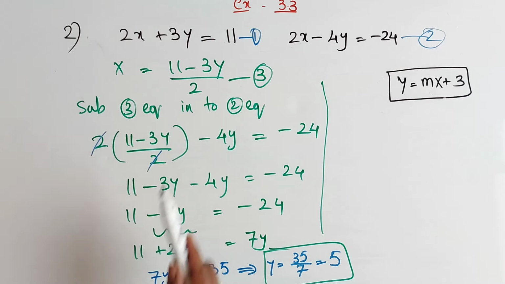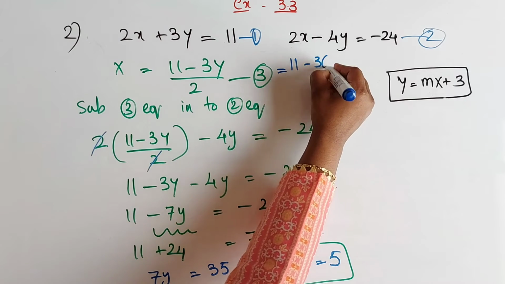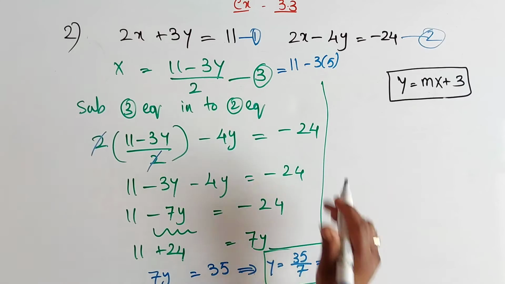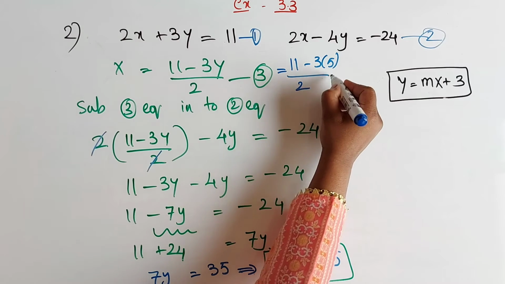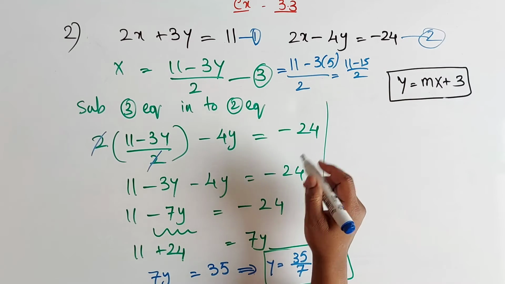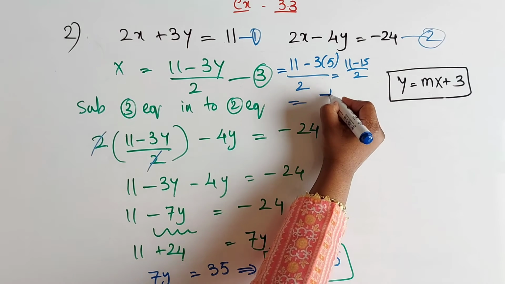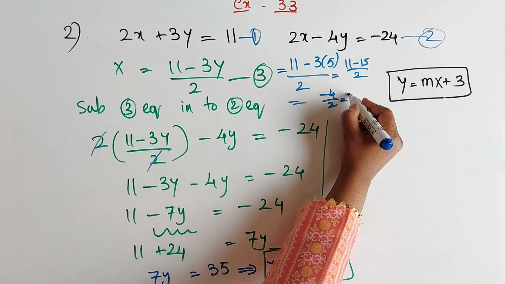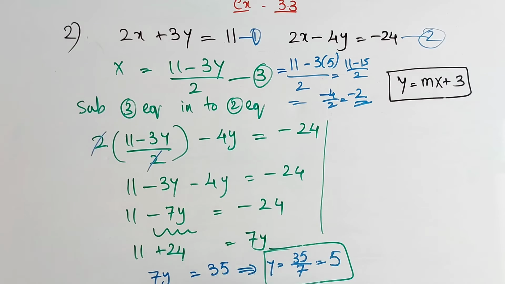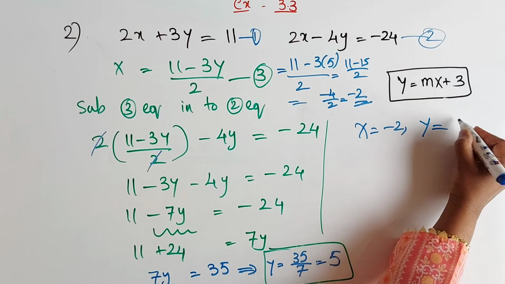What is x here? (11 minus 3y) by 2. Now put the y value here. X equal to 11 minus 3 into 5, because y is 5, no? Divided by 2. 11 minus 15 by 2. Correct, children? 11 minus 15, that is minus 4 by 2. Minus 4 by 2 is nothing but minus 2. X equal to minus 2 and y equal to 5 we got.